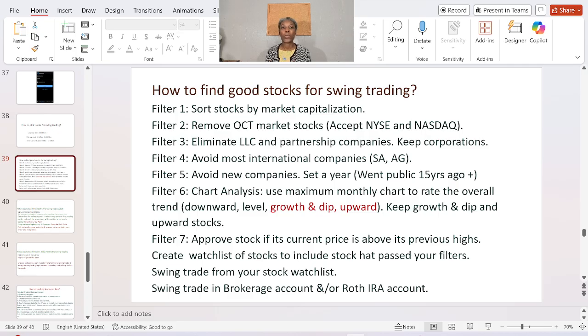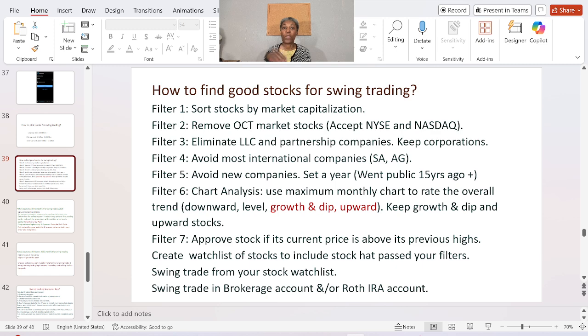So I started with large cap stocks because they are relatively stable, and you can count on them not to lose your money very quickly. At the same time, you're not going to make a lot of money very quickly either. So I like to pick large cap stocks, and they are the ones that I'm swing trading right now.